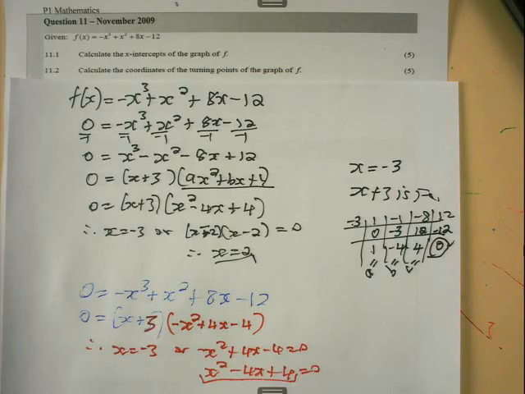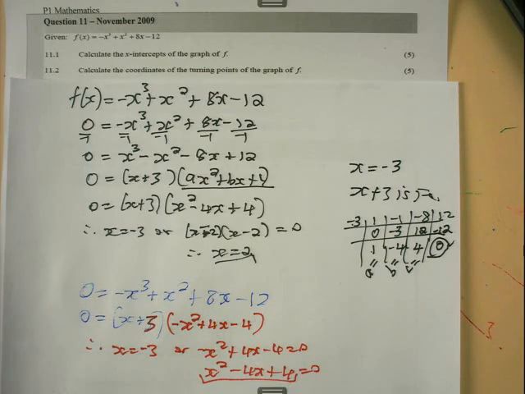The second question here, 11.2, says you must calculate the coordinates of the turning points of the graph of f. What is important here is, what is it that we need to determine the turning points of the graph of f? Yes, I can see one is saying we need to find the derivative. Of course, you are right.